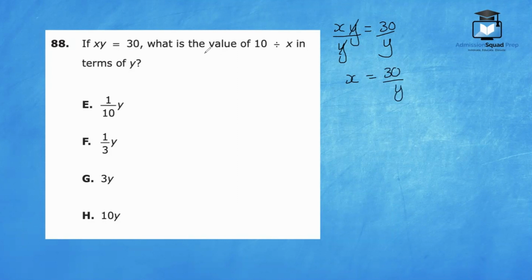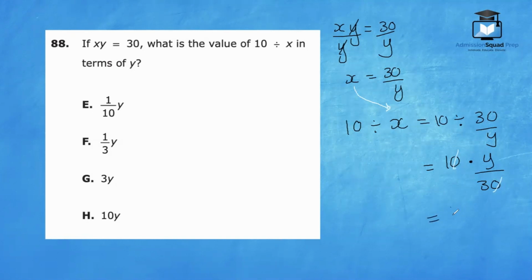The next part of the question says, what is the value of 10 divided by x in terms of y? So we will write 10 divided by x right here. But remember, we just figured out that x is equivalent to 30 over y. So we can replace x with 30 over y. We now have 10 divided by 30 over y. When dividing by a fraction, we will multiply by the reciprocal. So we have 10 times y over 30. We can go ahead and cancel out the zeros here. So our final answer can be written as 1/3 y or y over 3. So the correct answer is choice F.